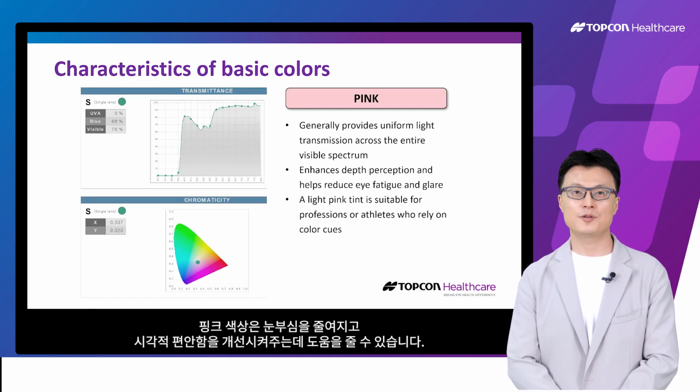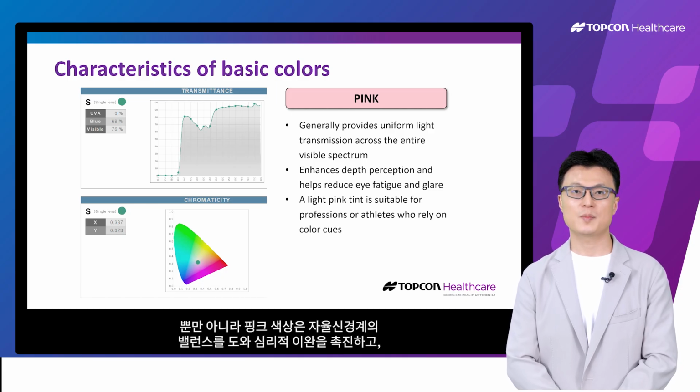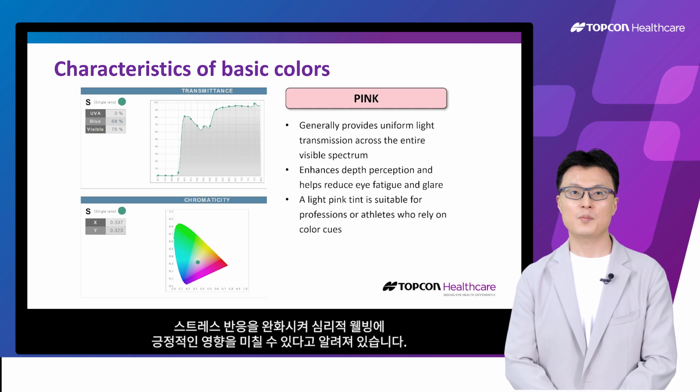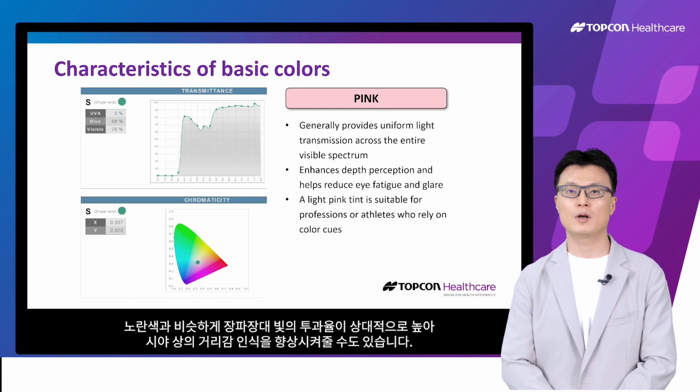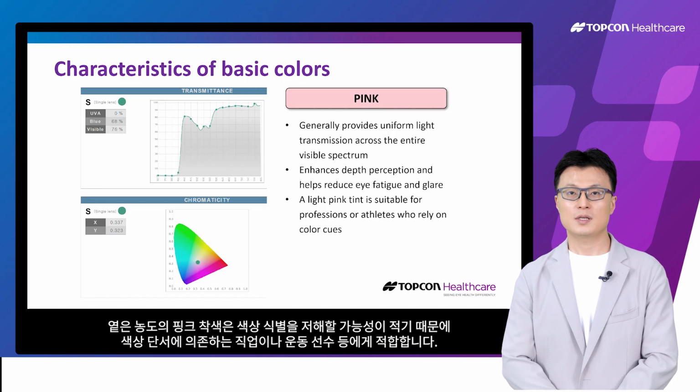Pink-tinted lenses can help reduce glare and enhance overall visual comfort. It's also known that pink tones may support autonomic balance, helping to promote relaxation and reduce stress responses, which in turn can have a positive impact on psychological well-being. Similar to yellow tints, pink lenses tend to let through more long wavelength light, which can improve perceived depth in your field of view. A light pink tint is less likely to interfere with color recognition, making it a good choice for people in professions or sports that rely on color cues.